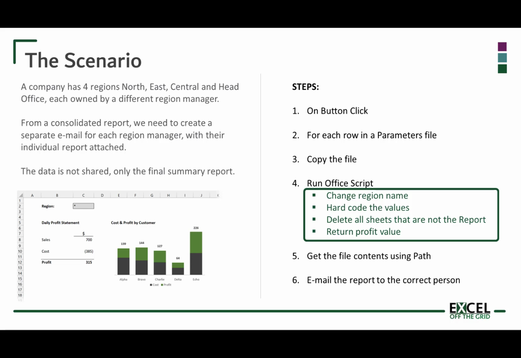Delete sheets that don't meet certain parameters. Well, again, that is a separate script that we could write so that it does that thing well. And fourthly, return the profit value. Well, all we did is return a value from a cell. The fact it was a profit value is almost irrelevant. So that means we could also write a script to do that one thing.